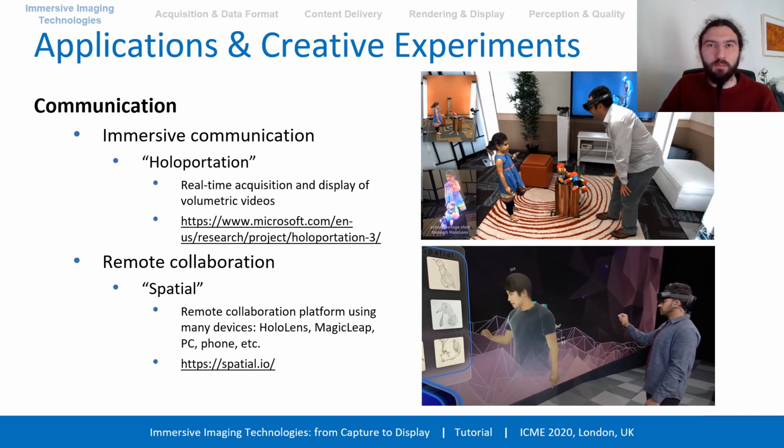A second example is remote collaboration, and during the announcement of HoloLens 2, Spatial was also mentioned as the remote collaboration platform, which can be used on many different devices such as HoloLens, Magic Leap, even PCs and phones. With this, collaborators from different parts of the world can work as if they are sharing the same space.